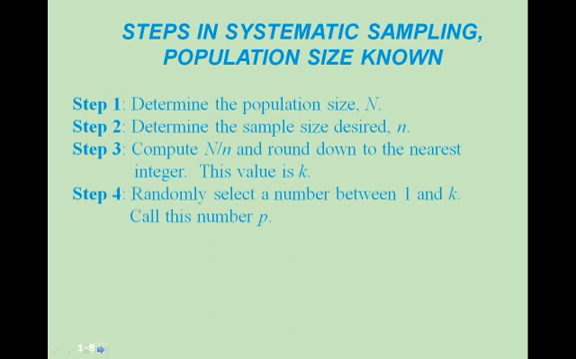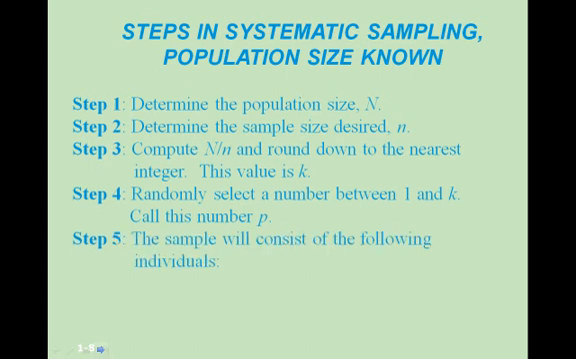Step 4 is to randomly select a number between 1 and k, and we'll call this number p. Step 5, the sample will then consist of the following individuals. So let's look at a quick example.